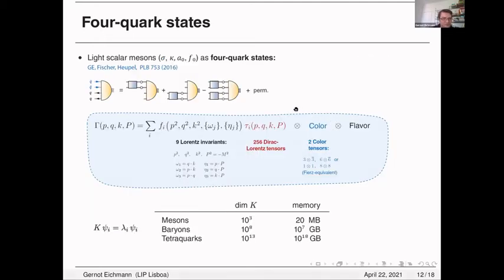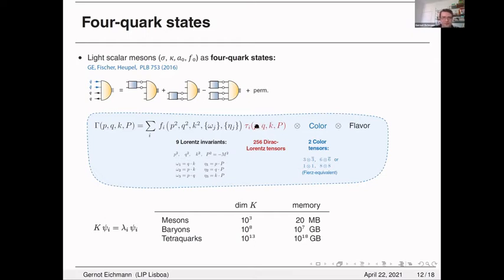Now coming to 4-quark states, here we solved the 4-body equation for systems made of 2 quarks and 2 antiquarks. But in this case, things blow pretty much out of proportion because once you have 4 independent quark momenta, you can construct 9 Lorentz invariants from them on which the amplitudes depend and hundreds of Dirac tensors.